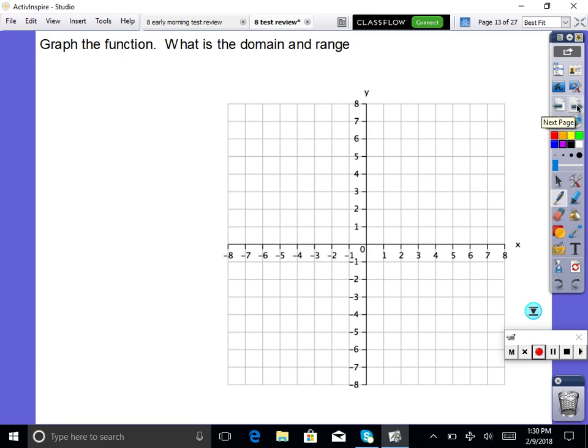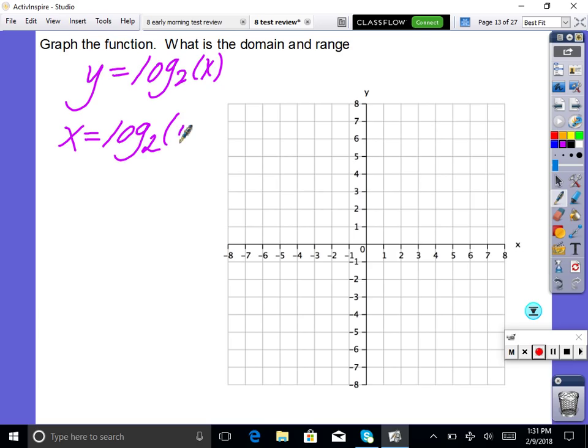Alrighty, graphing this function here. So if we're going to graph y is equal to log to the base 2 of x, the first thing you would do is say, I'm going to rewrite this as an exponential, so I switch x and y. I'm finding the inverse, and then I'd say I need to undo log base 2 because I need to get y alone, so I'm going to base 2 both sides. So 2 to the x equals y. Well, we know how to graph that, so y is equal to 2 to the x.